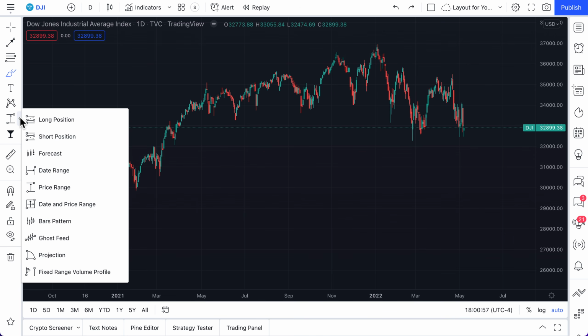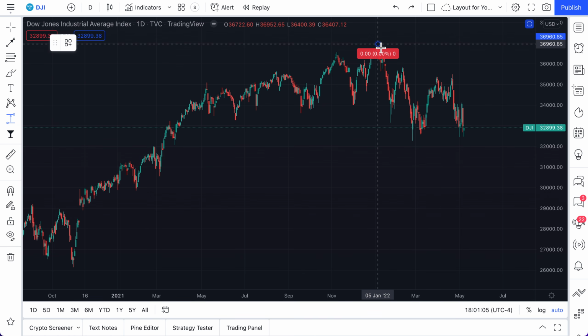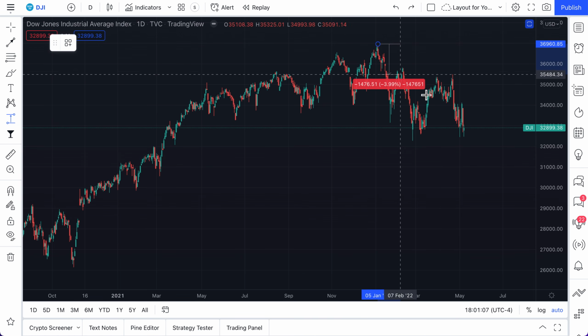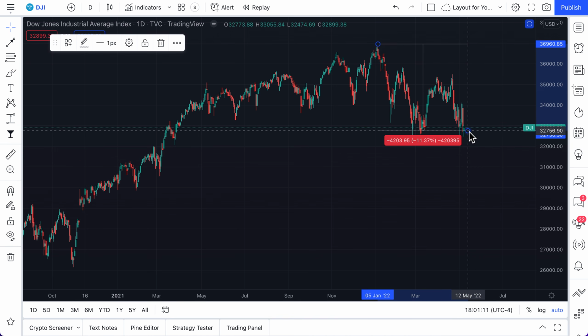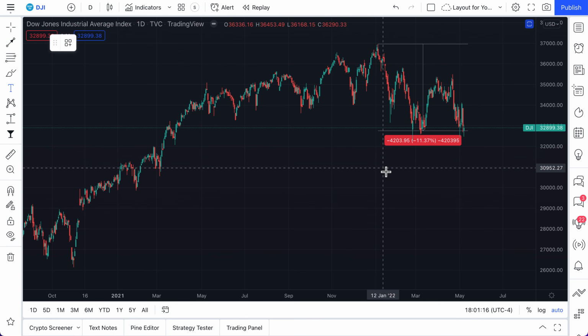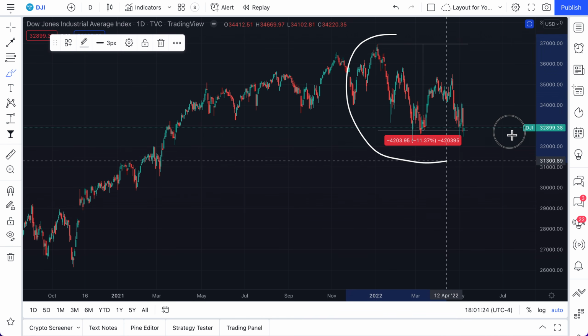So, for example, we are looking at a chart of the Dow Jones Industrial Average. We can click the price range tool, and we can click the most recent peak. Then all we have to do is move our mouse down to the most recent price and click. Now the tool is set. So why are we showing you this and talking about bear markets or corrections or drawdowns? Because this is how you measure a bear market or correction or drawdown.